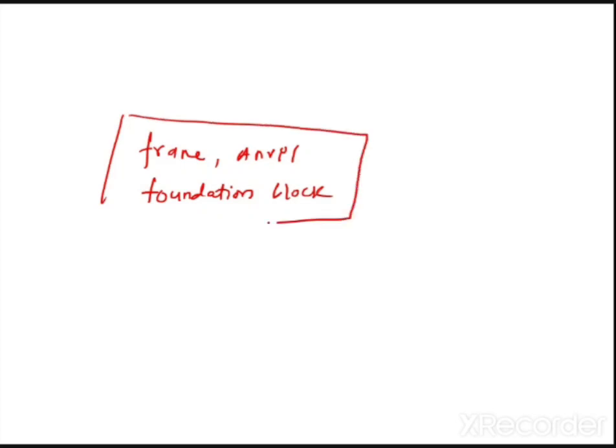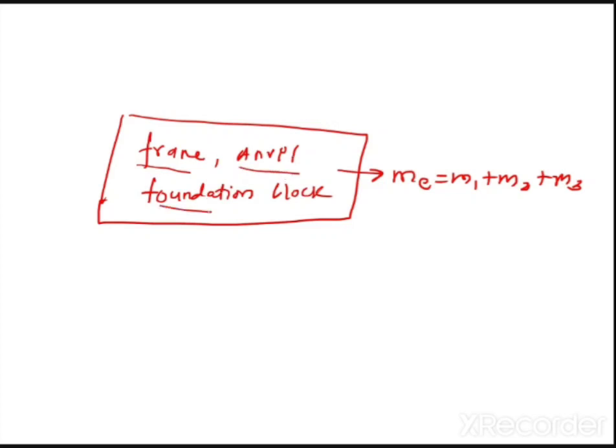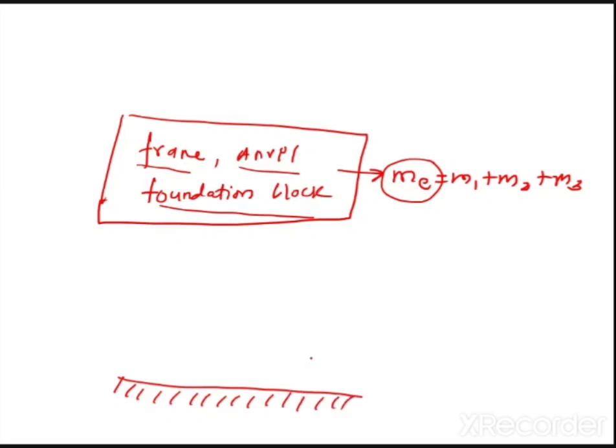Now, guys, first of all, try to understand this mass is nothing but the equivalent mass Me, which is equal to M1 plus M2 plus M3. Let us say M1 is the mass of the frame, M2 is the mass of the anvil, and M3 is the mass of the foundation block. So I have converted it into a single equivalent system. Next, this is the soil, or you can say ground.